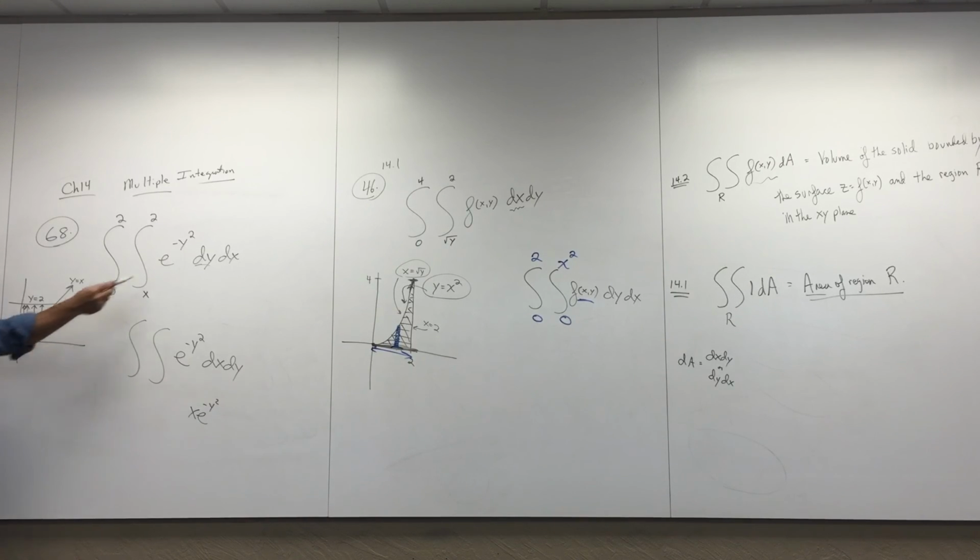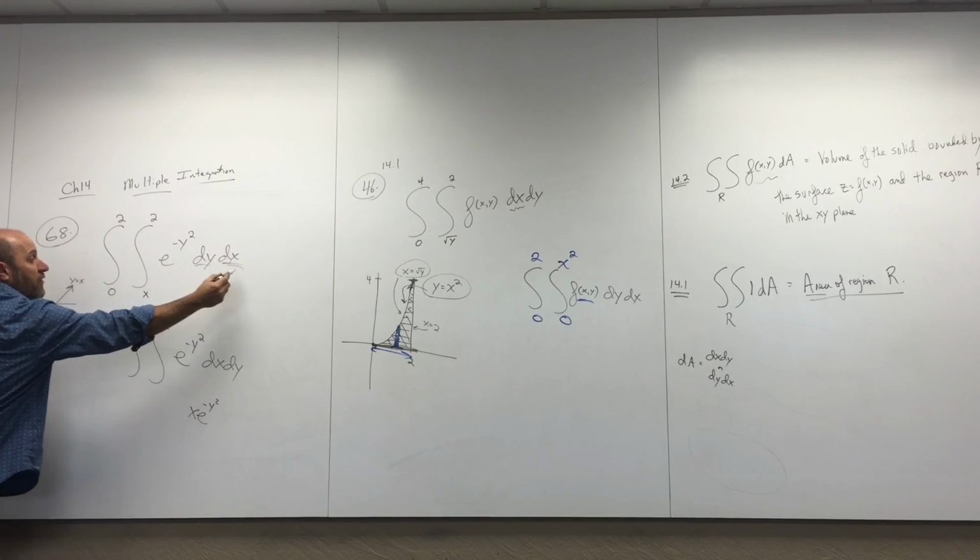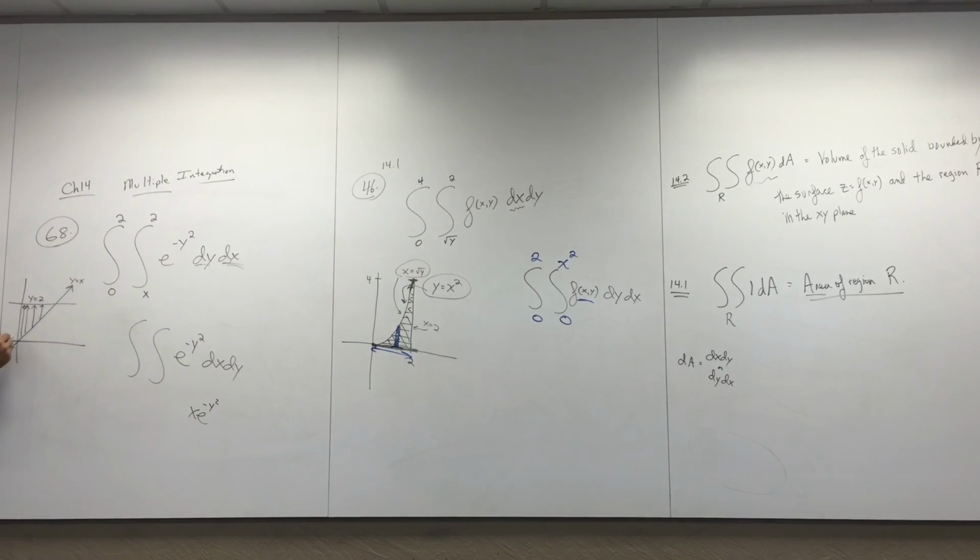What's x going to do? X is going to go from 0 to 2. Oh, which is perfect, because that's what that point is. X goes from 0 to 2, and y goes from x to 2. Here's a picture of this region.